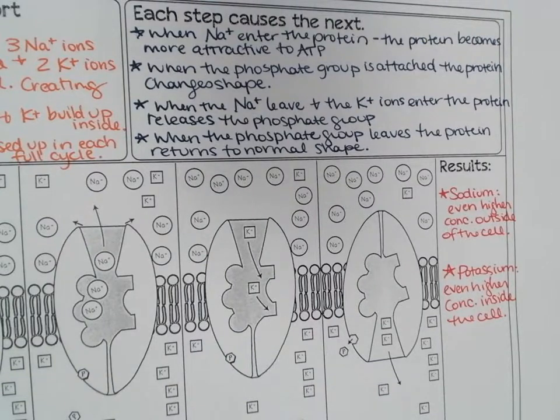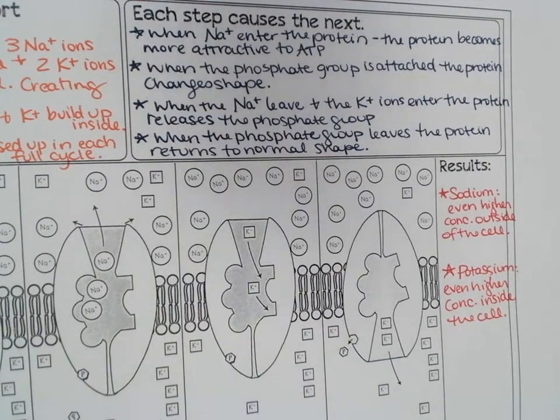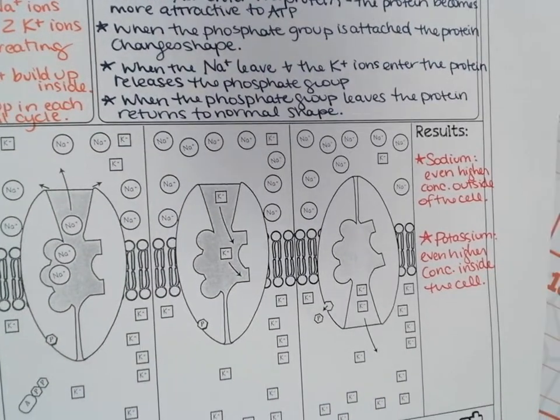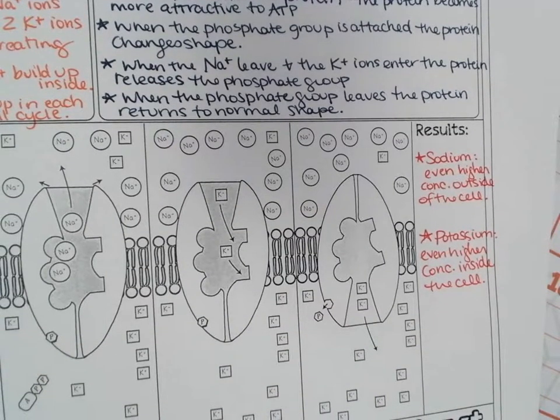Again, let's correct our grammar here. Why do cells need to pump out sodium and potassium? So pump out sodium and pump in potassium. Why do they do this? You caught up to me?